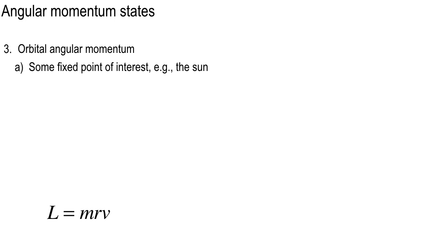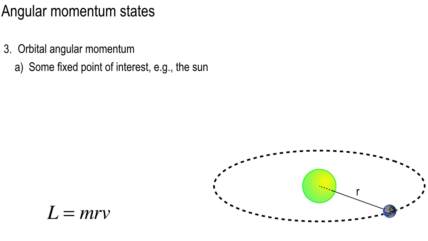So there's some fixed point of interest, and r is the distance from that point out to the object that has orbital angular momentum. And so here's the Sun, this kind of greenish, yellowish sphere here. That's the Sun. Here's the distance from the Sun out to the planet, and that's planet Earth. You can't hardly tell, maybe, but that's a little miniature version of the Earth. And the velocity on that orbit times the mass of the Earth will give you the orbital angular momentum.